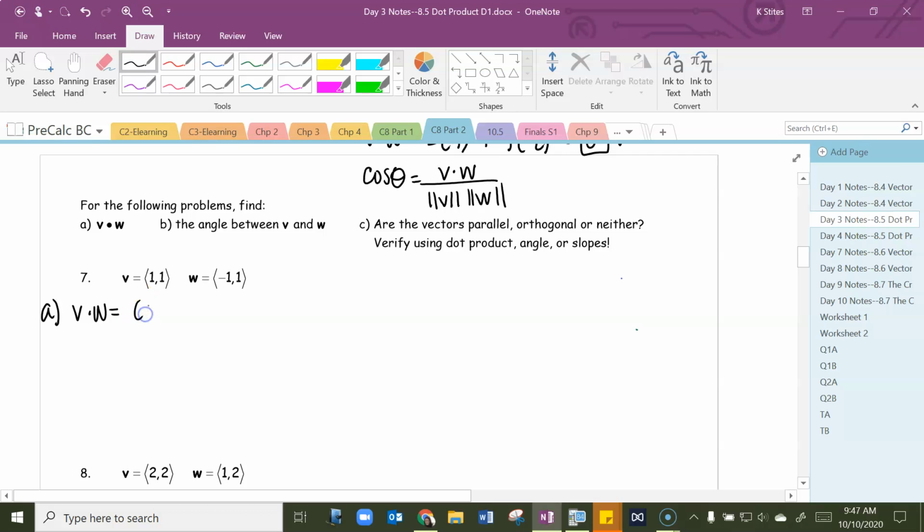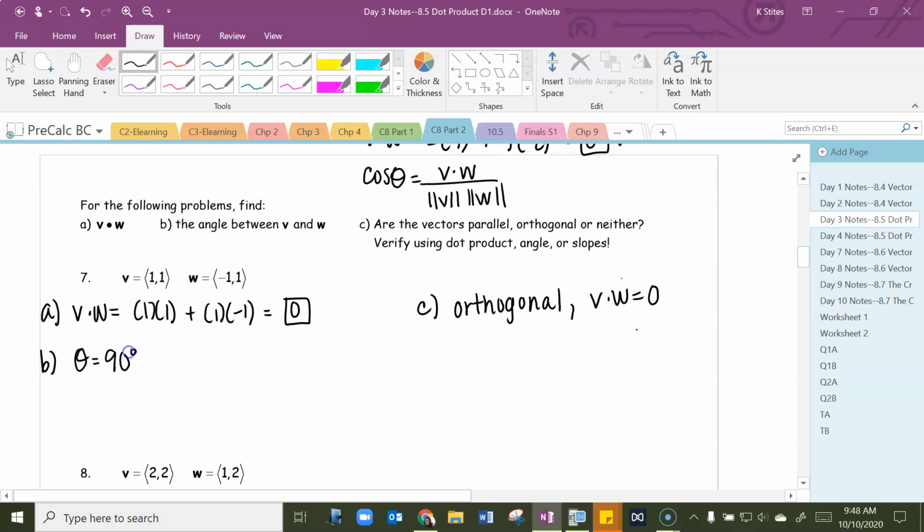That's going to be 1 times 1 plus 1 times -1, which is just 0. Now, what that means is that we already know these are orthogonal vectors, because v dot w is equal to 0. What that also tells us is that theta is going to be 90 degrees. We know that, right? If they're perpendicular, theta has to be 90. But let's just use the formula to confirm.